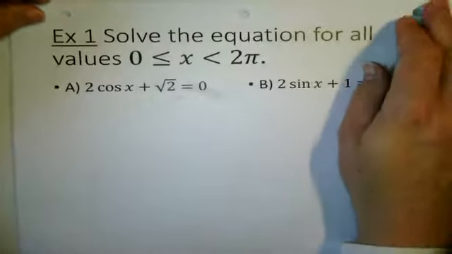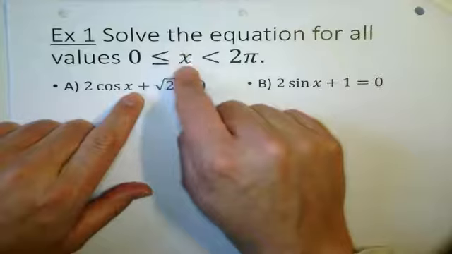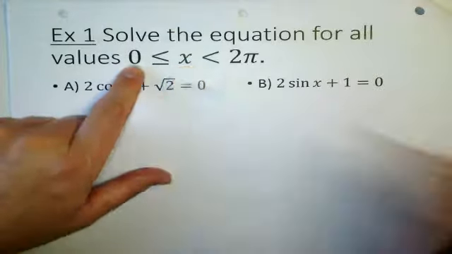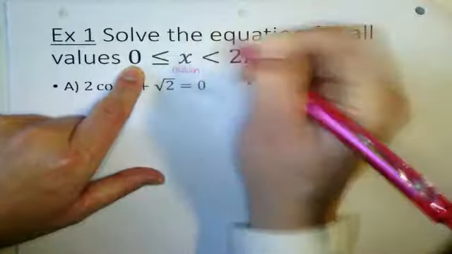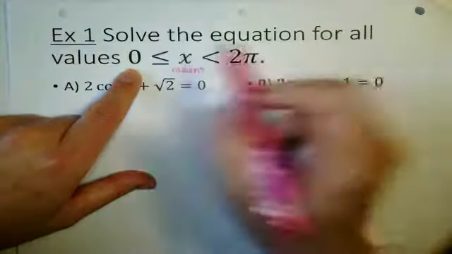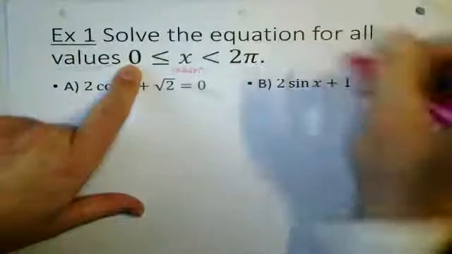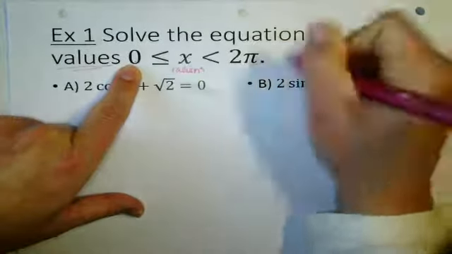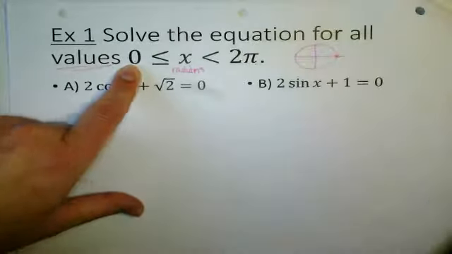So here we go. Example 1, solve the equation for all values of x. So this is angle x in radians from 0 to 2 pi. And I know it's radians because we're talking about 0 and 2 pi radians. So this is solve the equation for all values from 0 to 2 pi. So that's all values on our unit circle. And that's one rotation of our unit circle.